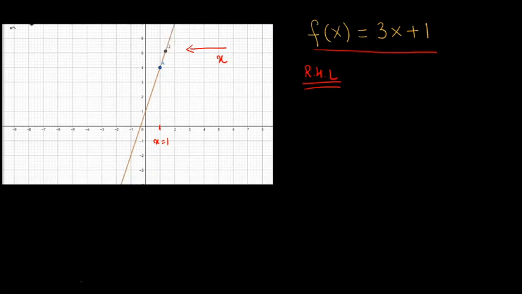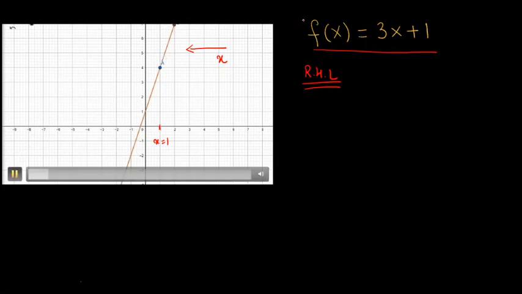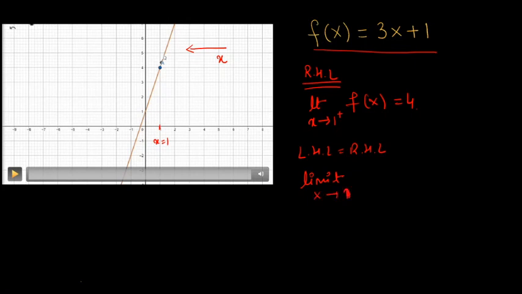As x is approaching 1, the value of the function is also approaching 4. So let's see it once again. As x is approaching 1, the value of the function is also approaching 4. So what can we write? As x is approaching 1 from the positive side, meaning from the right hand side, the value of the function is also approaching 4. So what we conclude is that the left hand limit equals the right hand limit, or we can say that the limit as x approaches 1 of f of x exists, right? So the two conditions are satisfied.